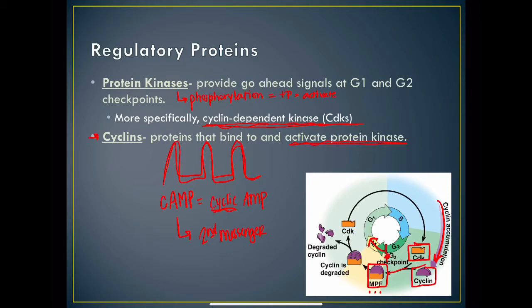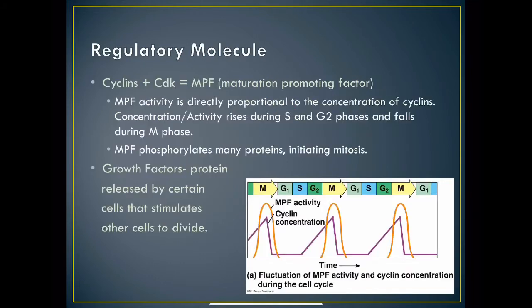At the end of M phase, those cyclins will be degraded, okay? And so the concentration of it will drop back down like we see in the graph here. And then that CDK will be accumulated back, right? And allowed to build up for the next round of the cycle, okay? We see this graph of it right here.